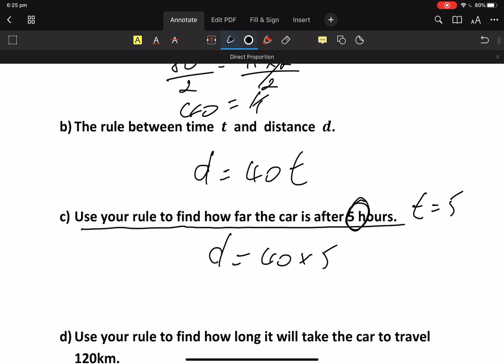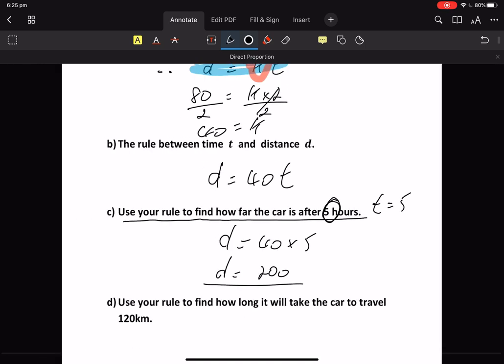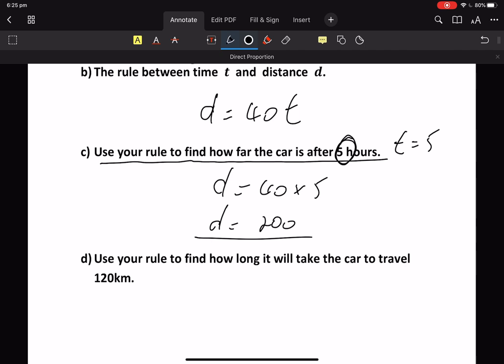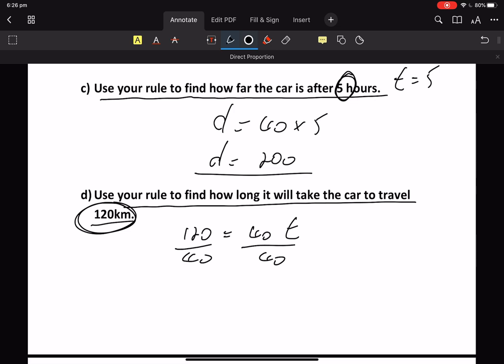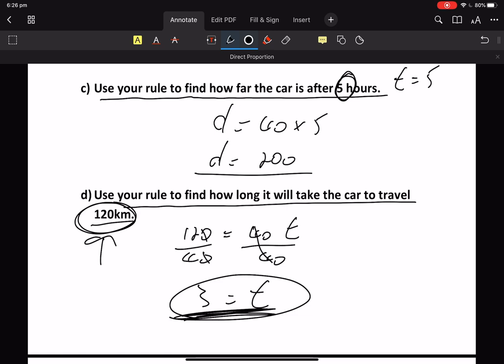So sub it into the rule, and that's going to be 200. So how far has the car gone? 200 kilometres. We're also going to use this rule to find how long it will take the car to travel 120 kilometres. So that is my distance. So my distance is going to be, and t is how long will it take, and I'll get t by itself. So I'm going to divide by 40. The 40s will cancel, and that will be 3. How long will it take for the car to travel 120 kilometres? 3 hours. Sort of makes sense, doesn't it?